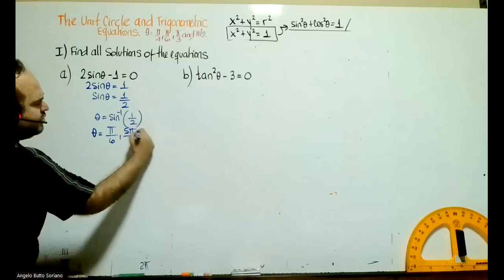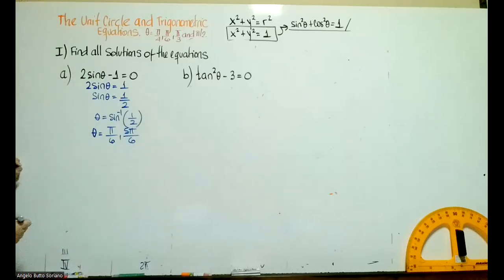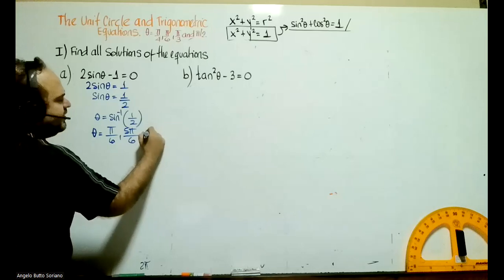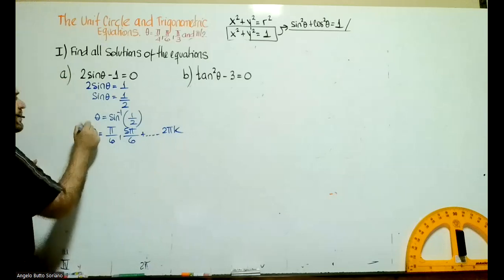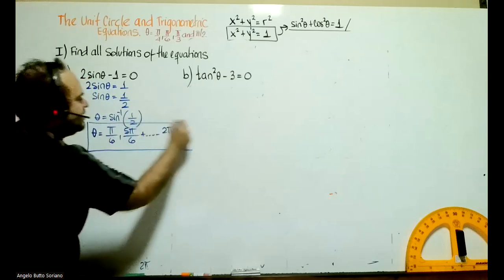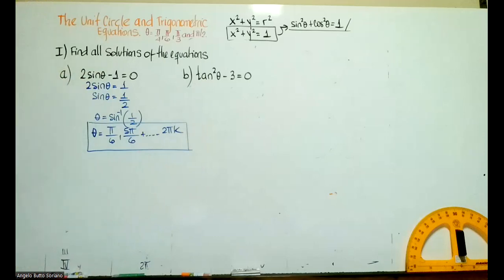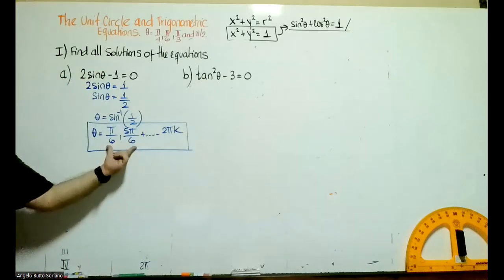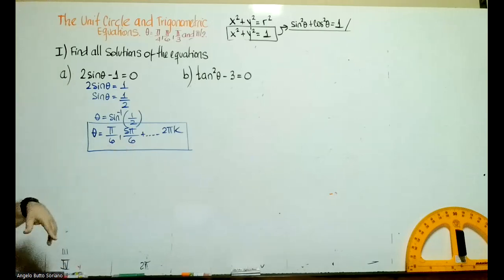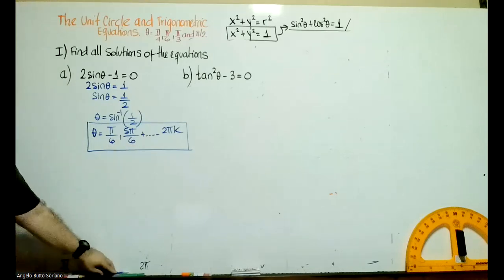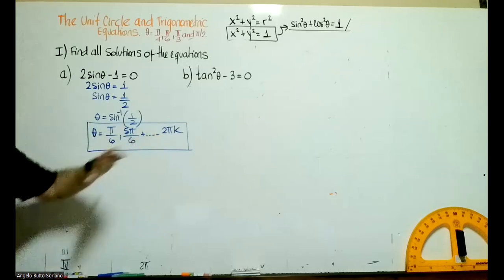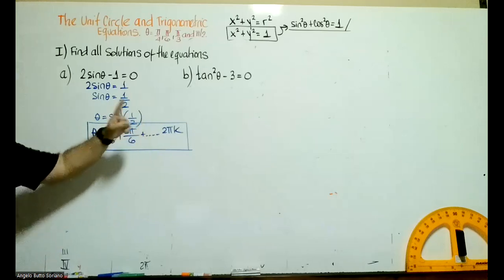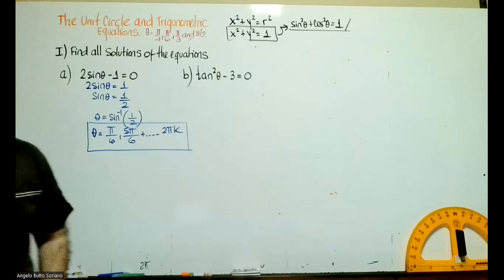5 pi over 6. And because we need the full solutions, we always write plus 2 pi k, where k represents any whole number. And this is going to be the solution set for theta. Why these two values? Because if you apply sine of pi over 6 and 5 pi over 6, both are equal to 1/2. And why are we adding 2 pi k? Because 2 pi k represents a full revolution back to the same point.